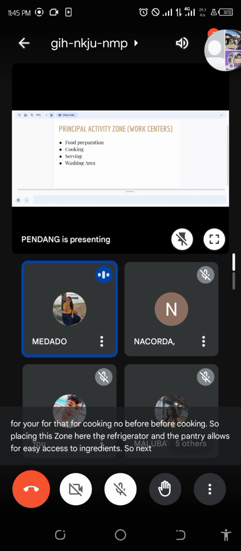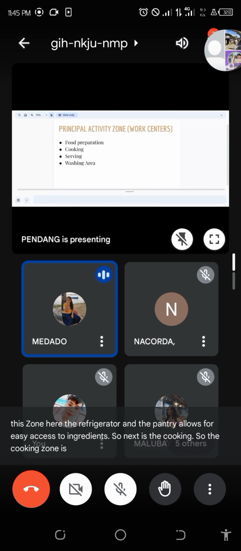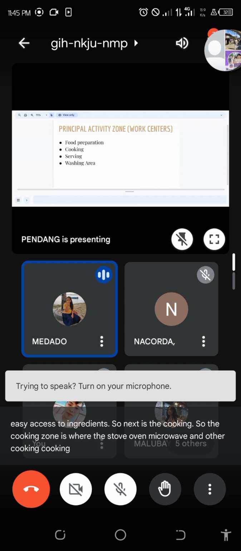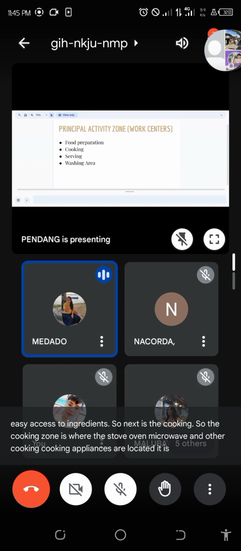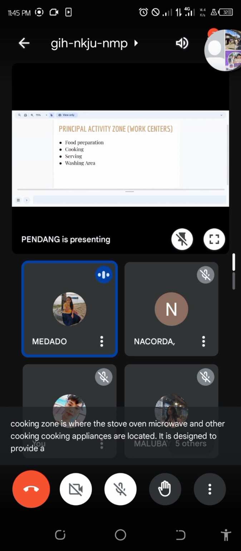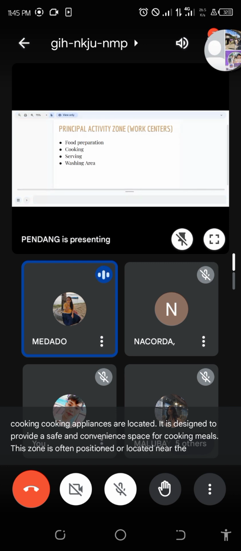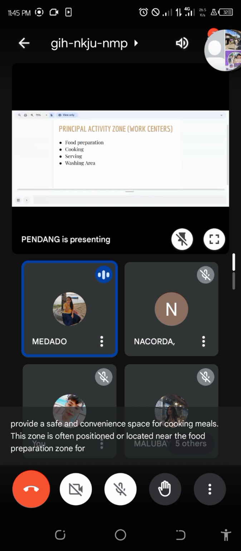So next is the cooking zone. The cooking zone is where the stove, oven, microwave, and other cooking appliances are located. It is designed to provide a safe and convenient space for cooking meals. This zone is often located near the food preparation zone for easy transfer of ingredients.